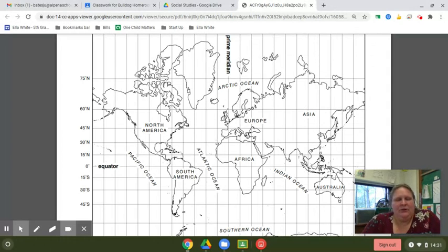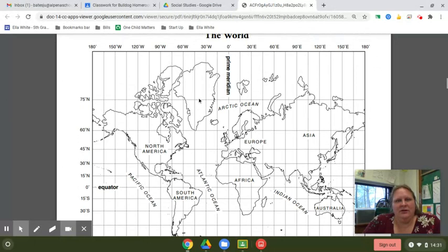Now, coordinates. We learned about those last week and the week before. Coordinates, we always start with the lines of latitude and then go to lines of longitude. So, for example, Greenland, the middle of Greenland is about 75 degrees north and 40 degrees west.